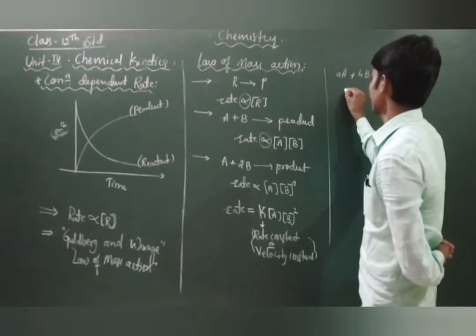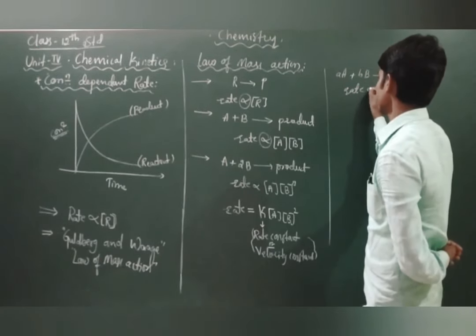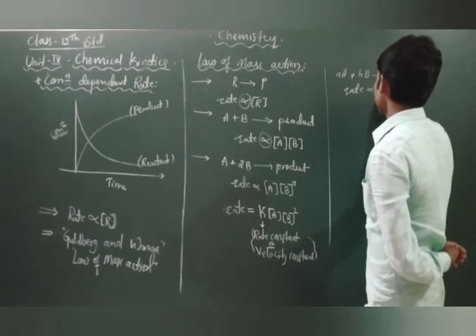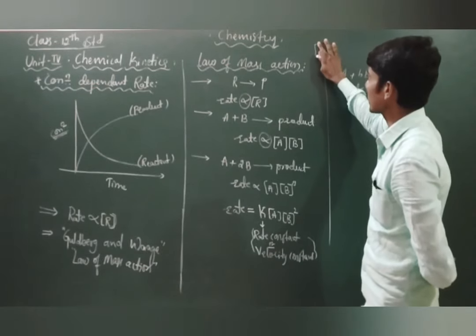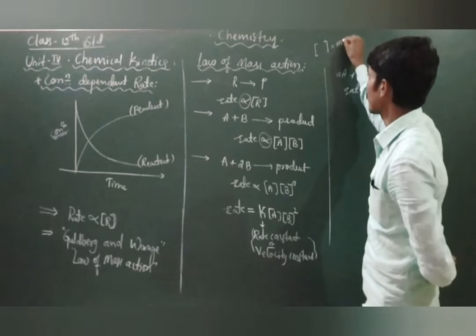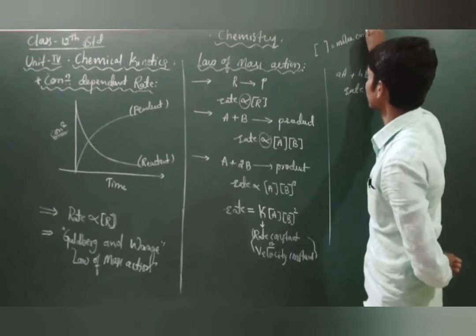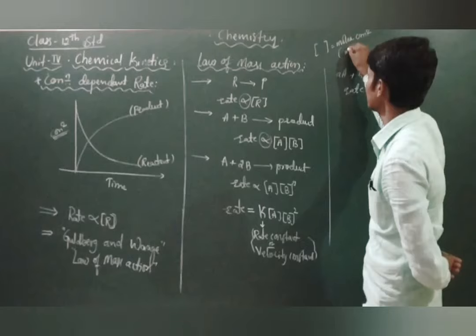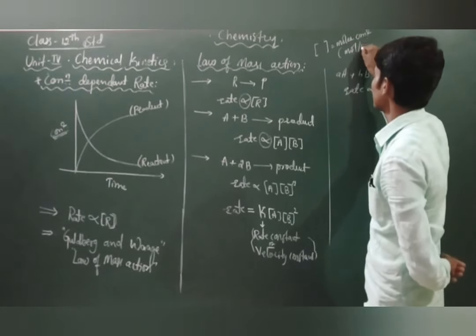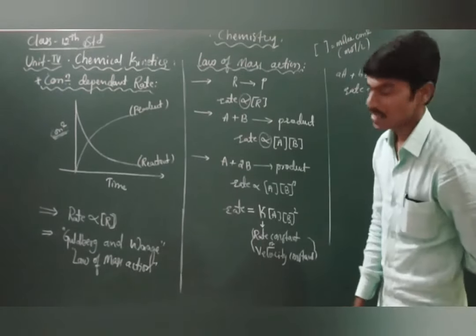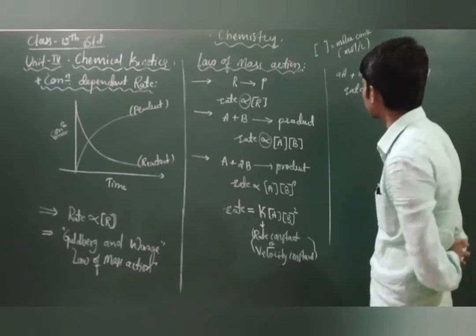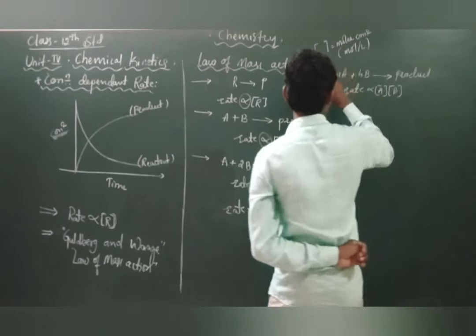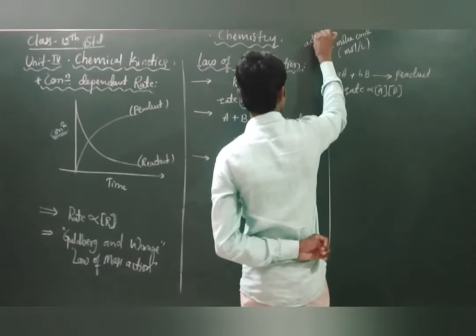For this, if you write the rate expression, then rate is directly proportional to the molar concentration of reactants, where, as you know, the square bracket indicates molar concentration, and its unit is moles per liter. The SI unit is moles per dm cube. This term is also known as active mass.